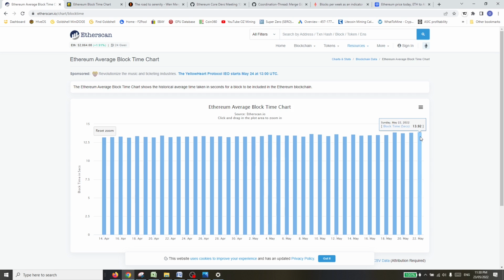We're getting close to that 14, which I feel is quite important. Once we hit 14, we get into 15. And I know the ETH development team have got their eye on the 15 mark. So let's go back to reset the zoom.